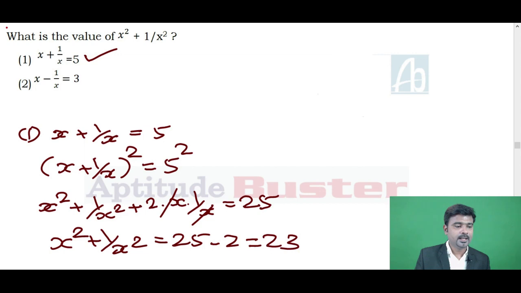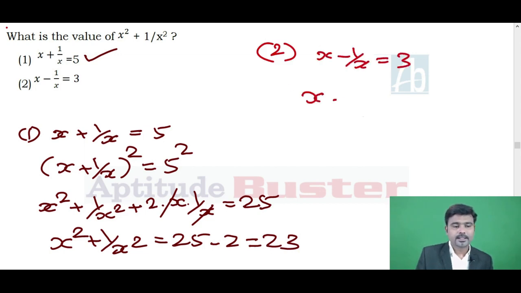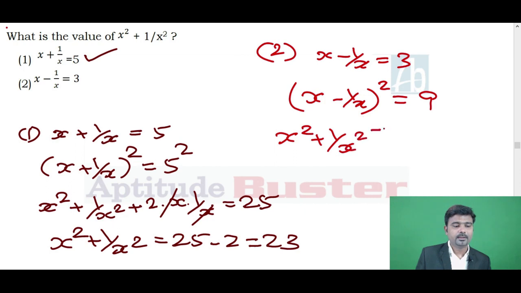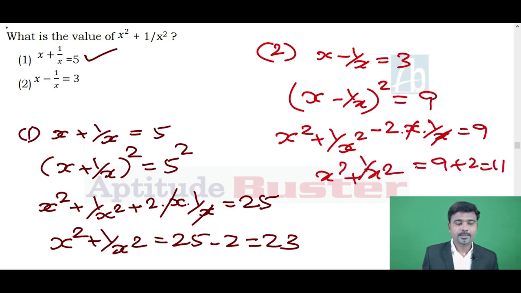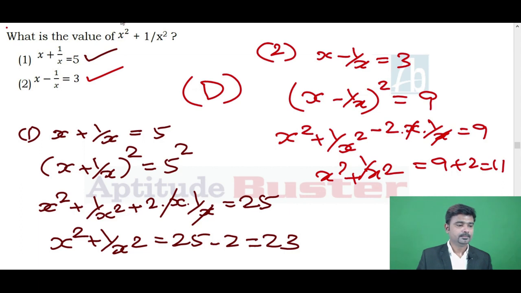Read the second statement, x minus 1 by x is equal to 3. Square both the sides, x minus 1 by x whole square is equal to 9. So x square plus 1 by x square minus 2 into x into 1 by x is equal to 9. X gets cancelled, x square plus 1 by x square equal to 11. Using the second statement, can we find out the answer? Yes. So first statement alone is sufficient, second statement alone is sufficient. So the answer for this question is D.